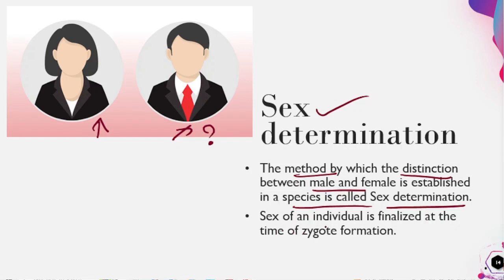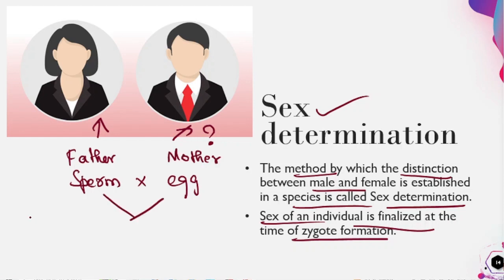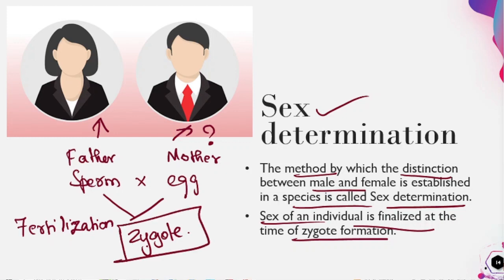The sex of an individual is finalized at the time of zygote formation. What will happen? Two gametes will come: one is sperm and another one is egg. Sperm is from the father and egg is from the mother. When they fuse together, this process is called fertilization. After fertilization, the zygote will be formed. When this zygote is formed, at that time you can finalize the sex of an individual. Clear? This is called sex determination. We are determining whether it is a female or a male.